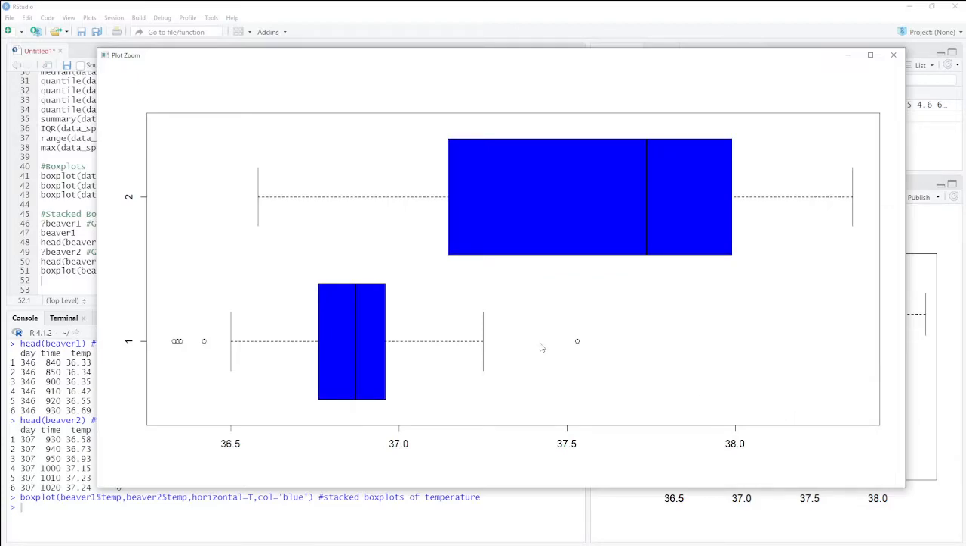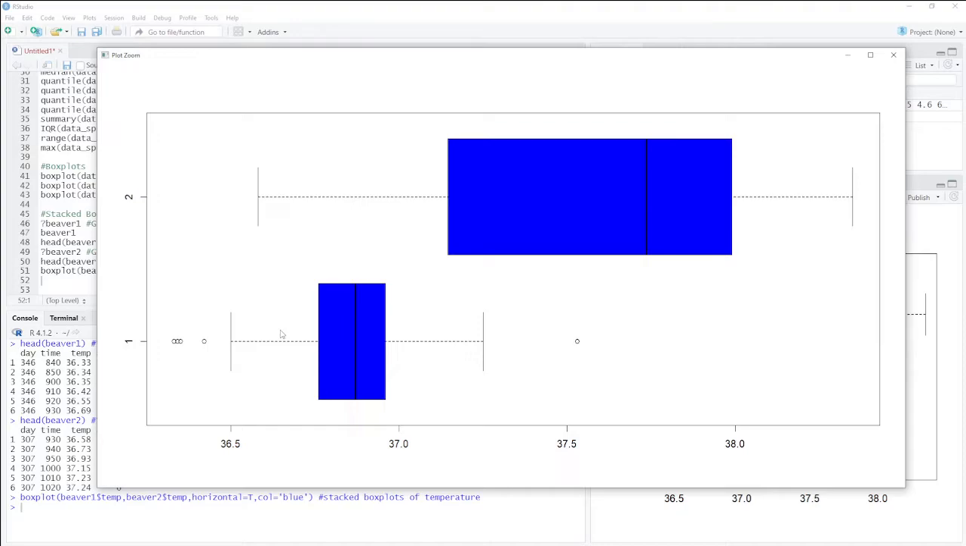For instance, it seems like, so this would be beaver 1 and beaver 2, right? 1 and 2. It seems like the body temperatures of beaver 2 data, I think the difference is beaver 1 was in November and beaver 2 was in December. That in December the temperatures were a lot more variable, right? We see the range is much wider. The interquartile range is much wider.